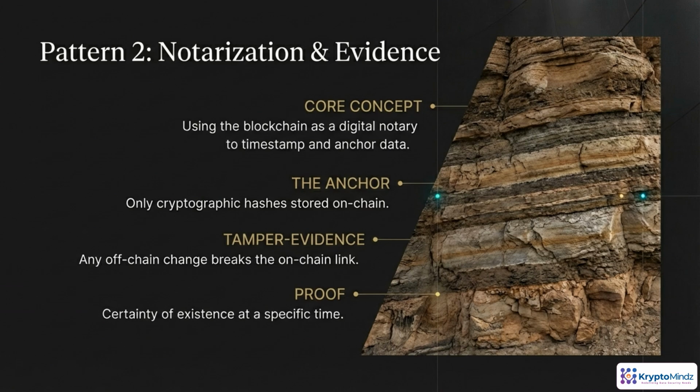Notarization and evidence use the blockchain as a digital notary. You keep the real documents in your existing systems and write only a cryptographic hash to the ledger. That hash is your anchor. If anyone alters the off-chain file, its hash changes and no longer matches what's on-chain. That mismatch is your tamper evidence. Because blocks are timestamped and ordered, you also gain proof that a specific version of that document existed no later than that block time. This pattern is powerful because it delivers strong integrity and time evidence with minimal data, cost, and regulatory impact on the chain itself.